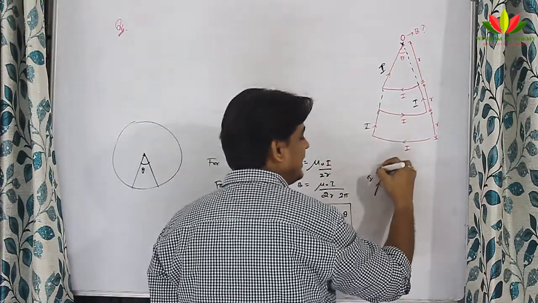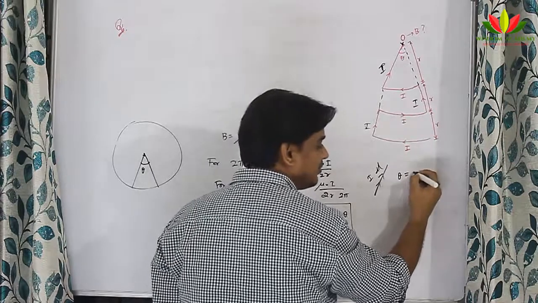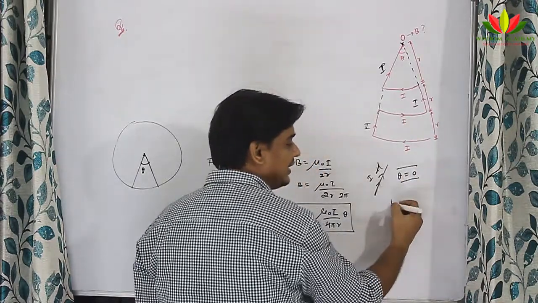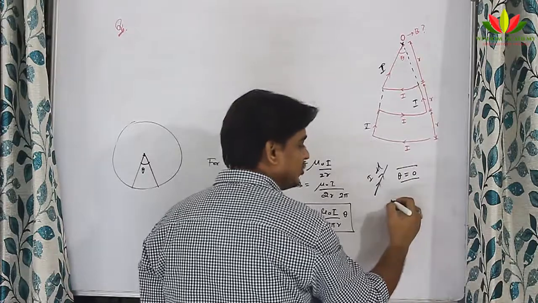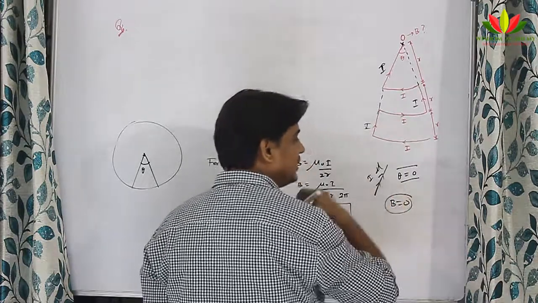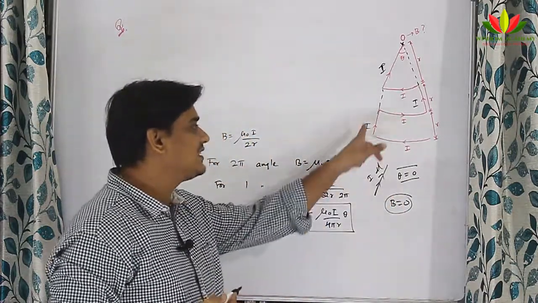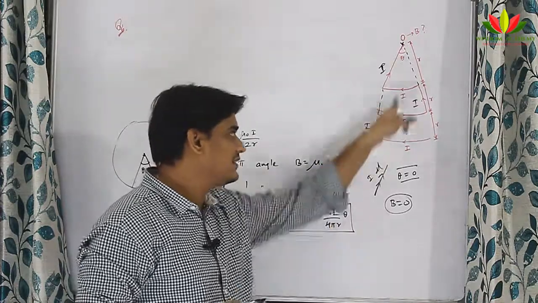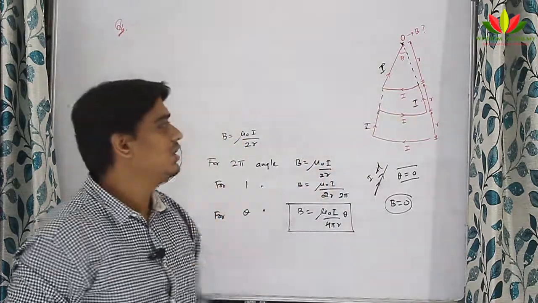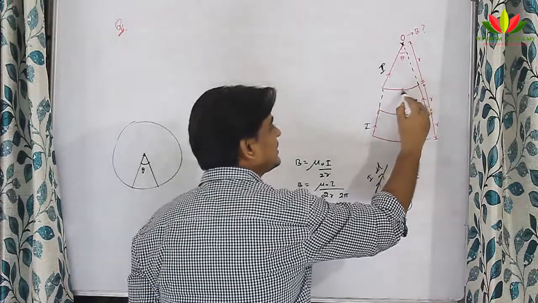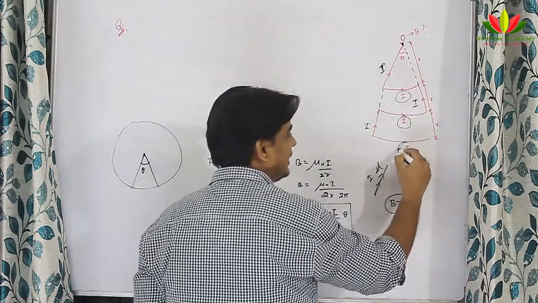So when I and dl are in the same direction and the angle theta between them becomes 0, then what will B be? B is I dl sin theta, so B will become equal to 0, isn't it? So the magnetic field due to these straight portions will be 0. Now what remains is only this curved portion and this curved portion.